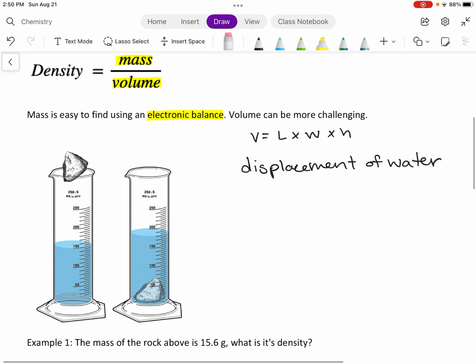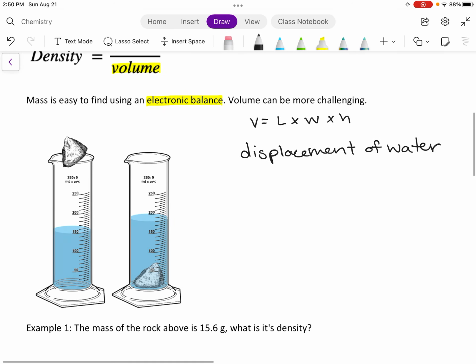And we do that using our graduated cylinder. So we can see here on our graduated cylinder, it starts at 150, and then the rock is put in and it goes up to 180. And our graduated cylinders do measure in milliliters. So that brings us to the units that we use for volume.